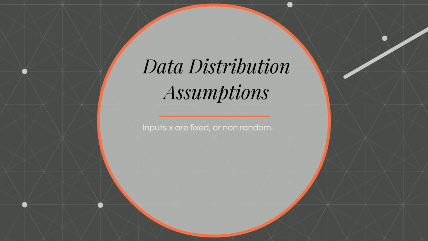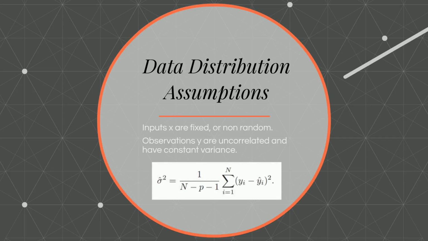However, in order to pin down the sampling properties of beta, we now assume that the observations of y are uncorrelated and have constant variance, and that the x's are fixed or non-random. So we're going to have in our data an input x, and then as a result, we're going to get an observation y that is uncorrelated to the other observations y. So those data are going to have a variance denoted by sigma squared. So we can predict or estimate the variance using this function.